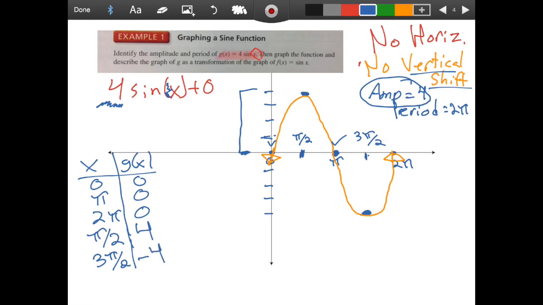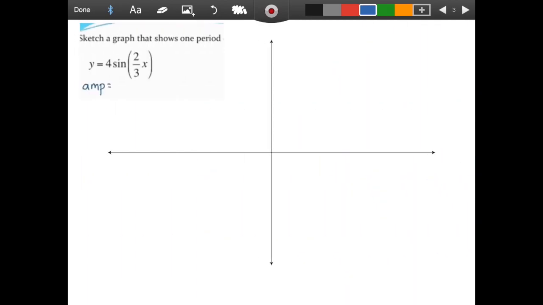And so boom, this one's done. There's no horizontal shift, no vertical shift. The amplitude was 4 and the period was 2 pi. Pretty simple. Let's see what else. We'll deal with one that's a little bit more challenging. If you're feeling confident with this, maybe pause the video and give this one a shot on your own.